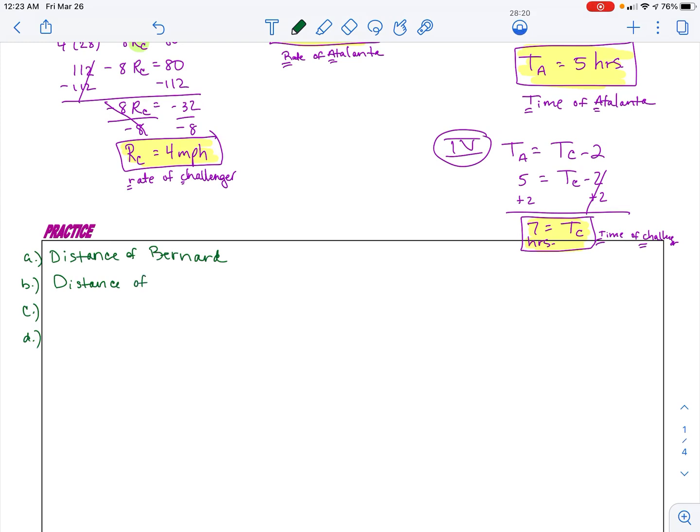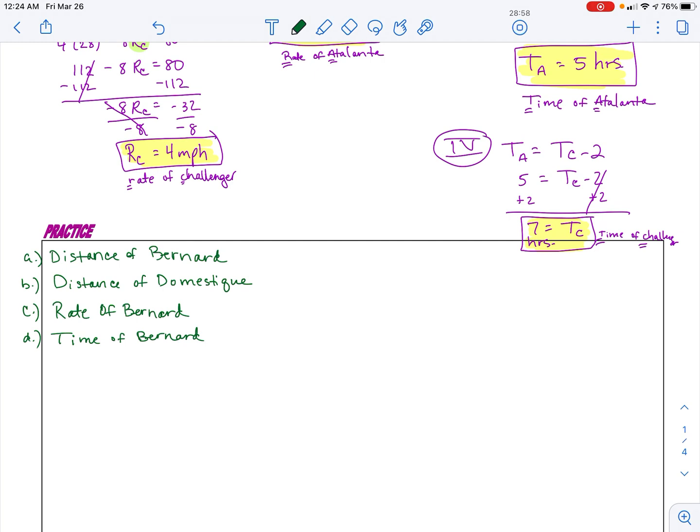whatever that is. Domestique. I'm going to have to look that up. I don't even know what that is. Domestique. And actually, I'm going to make it a capital D just because in my subscripted variable, I want it to be a capital D. So Domestique. And we need to write something for the rate of Bernard. And we'll write something for the time of Bernard.